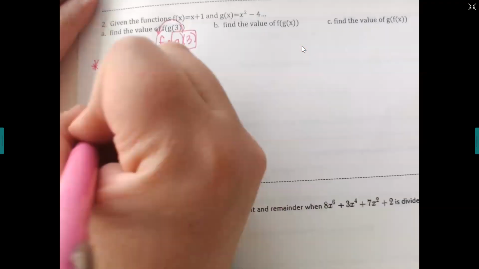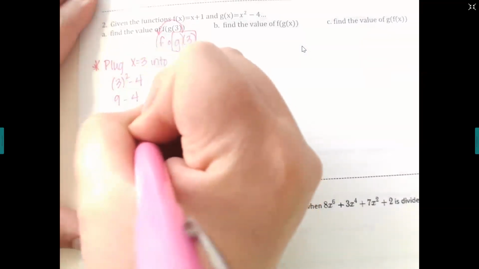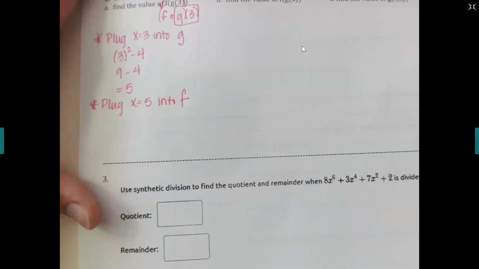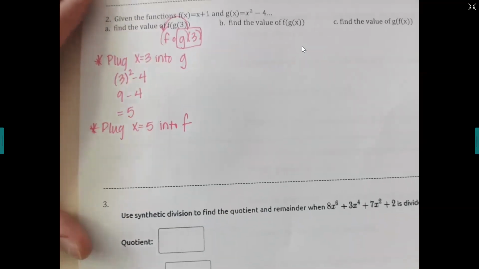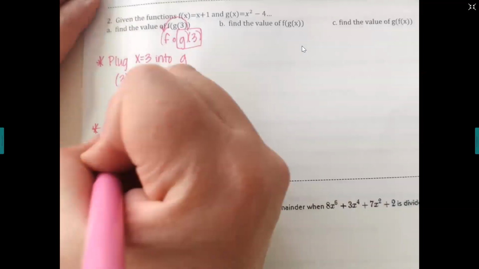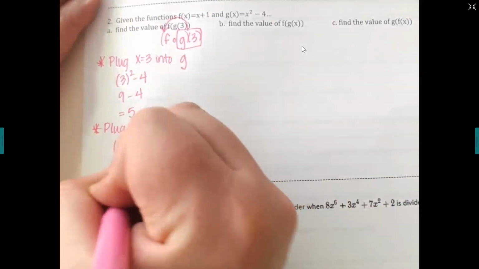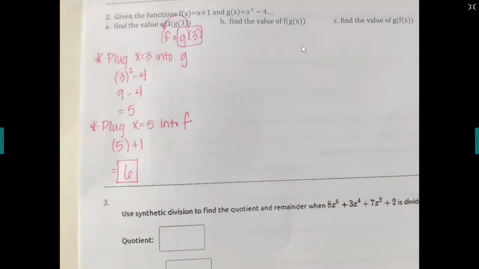So I'm going to write plug x equals 5 into f. And what's my f formula? So now it's 5 plus 1, which is 6, your final answer. Notice that 5 is an answer you get along the way, but your final answer is taking that number and plugging it in. Are we good with that?